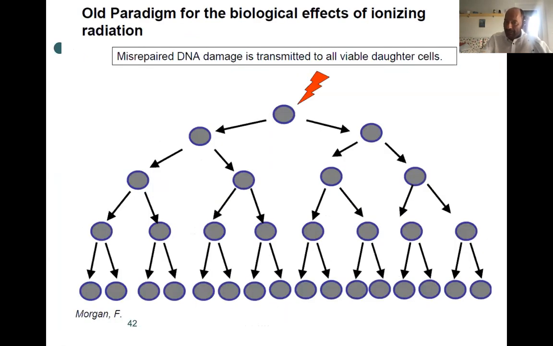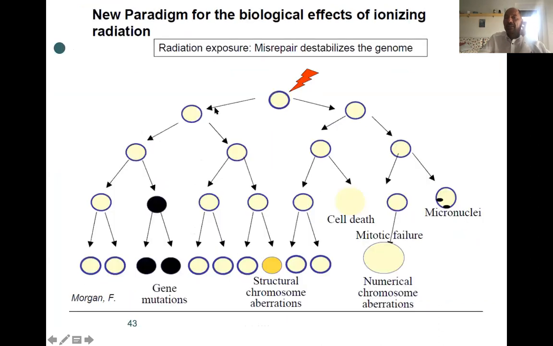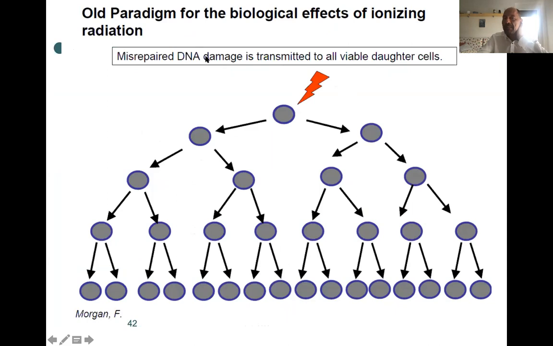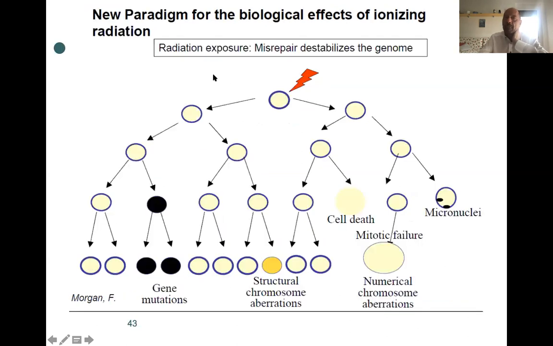In genomic instability, the basic idea is that misrepaired DNA damage, like translocations, mutations, is transmitted to all viable daughter cells. So you irradiate one cell. If this mutation or chromosomal aberration, whatever, is non-lethal, this will be transmitted to the daughter cells, and all the daughter cells will bring this aberration. Now, the idea of genomic instability instead is that with radiation exposure, you have misrepair, you have damage, whatever, that destabilizes the genome.